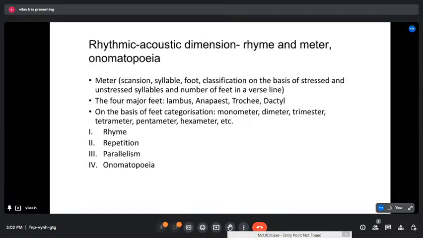Next comes the acoustic dimension. You know how rhythm is achieved through stressed and unstressed levels. While we say rhythm, English is a stress-timed language, while Marathi is a syllable-timed language.